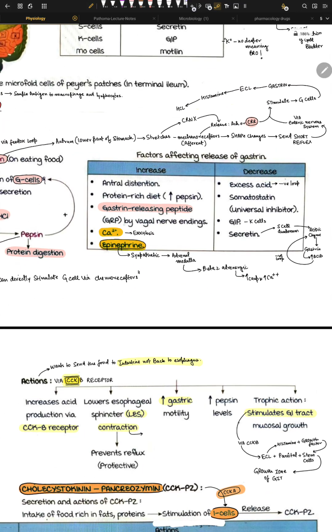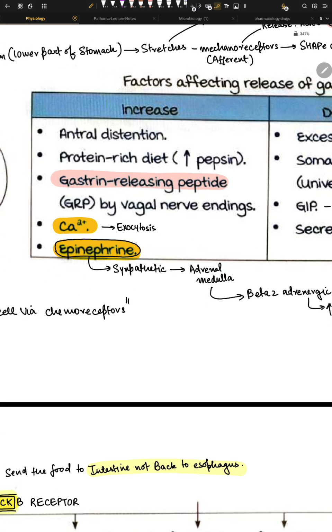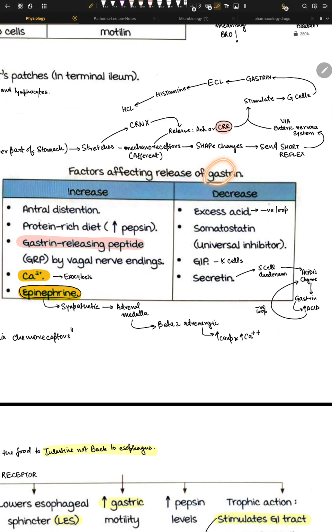The other thing is calcium, that is the exocytosis. Calcium is usually a signaling molecule, so if we have more calcium, we have more exocytosis of things. Calcium leads to an increase in gastrin, because it usually leads to exocytosis of chemicals.